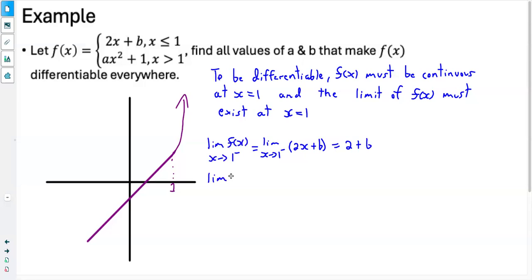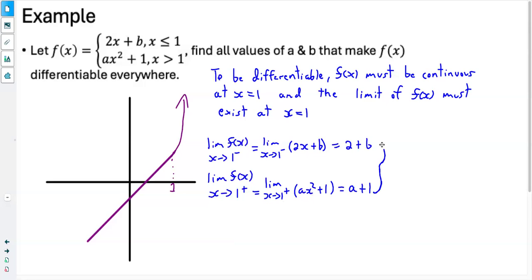Now our limit, as we approach from the positive side, so our limit of f of x as x approaches 1 from the positive, would be this section here. So therefore, that's equal to our limit as x goes to 1 from the positive side of ax squared plus 1. Now, also a polynomial, we can substitute in this 1. So we have a times 1 squared is a, and then we just have the plus 1.